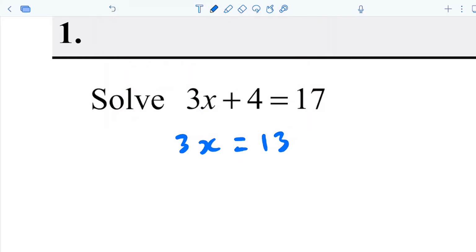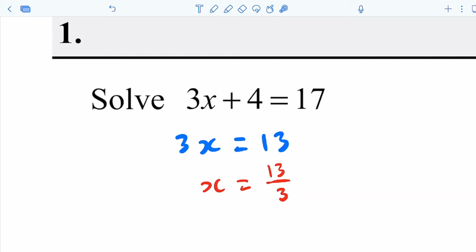So the next step is we need to get just x to be on its own. So we need to get rid of this 3. So what we need to do is we need to divide both sides of the equation by 3 this time. So dividing both sides by 3, we are left with x is equal to 13 over 3. And that's the final answer for question 1.